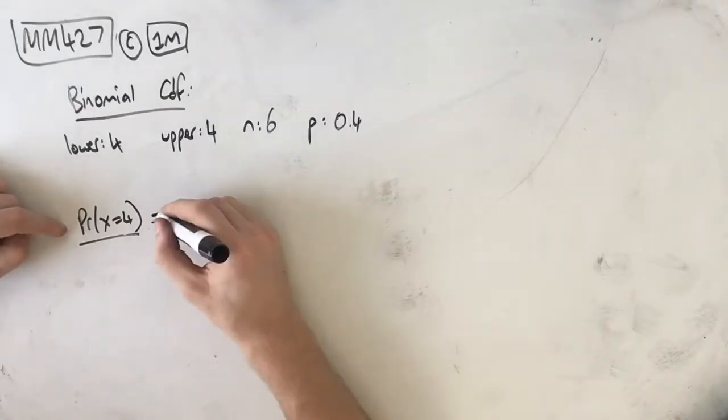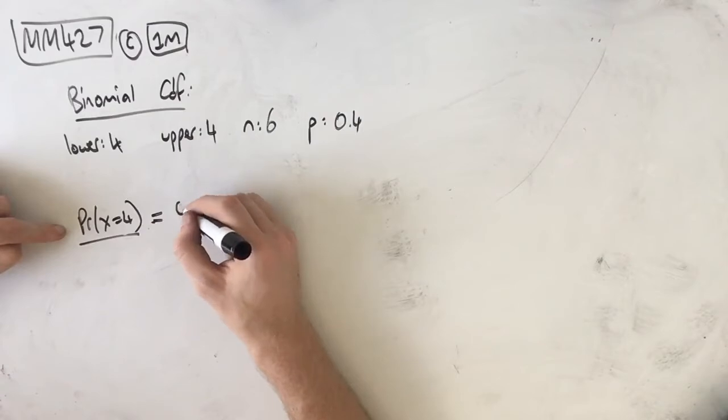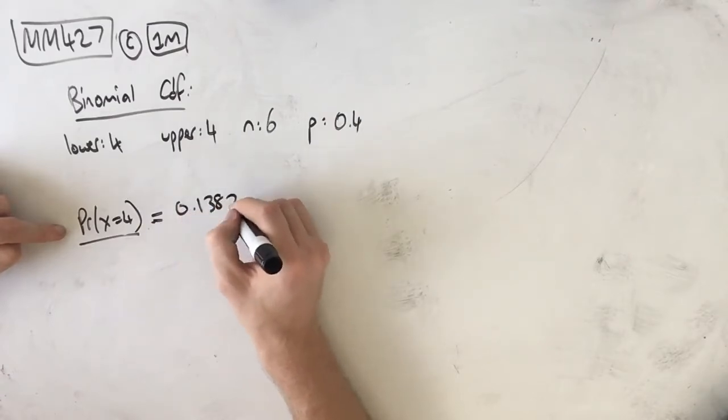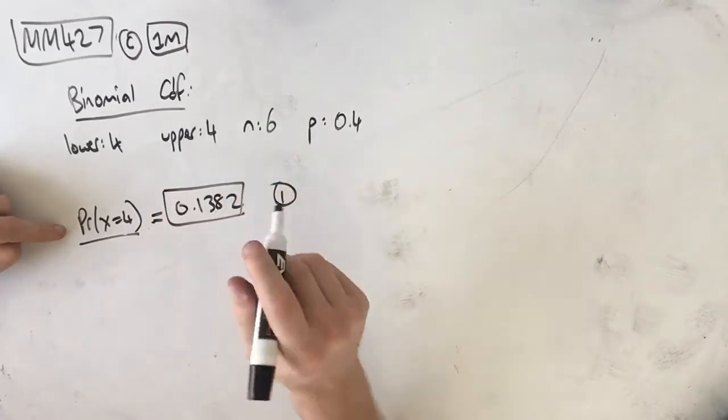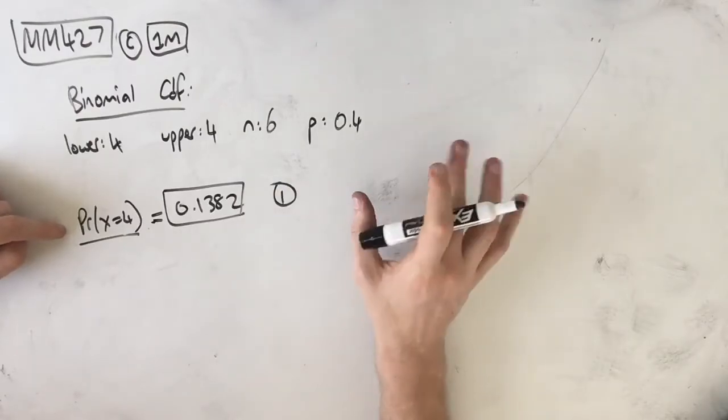Now plugging this into your CAS, you find that the probability X equals 4 is equal to 0.1382. This is our first and only mark for part C, guys. That actually wraps up MM427.